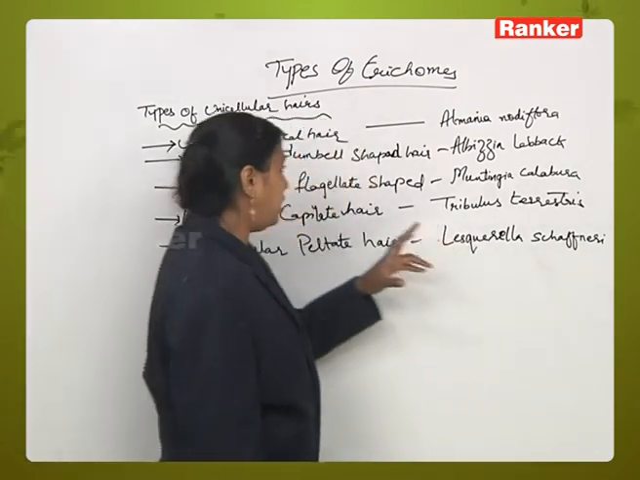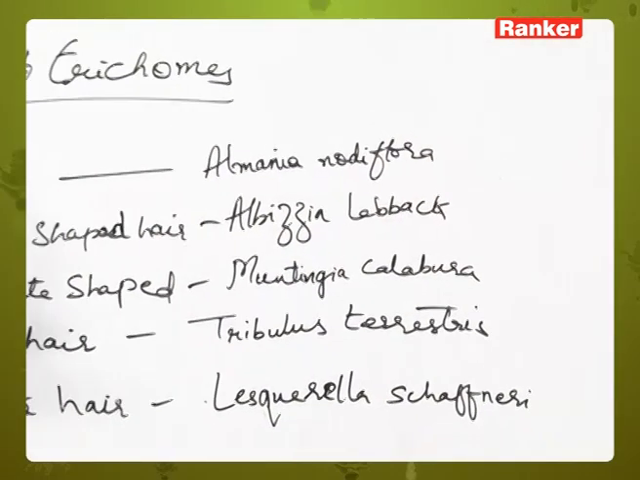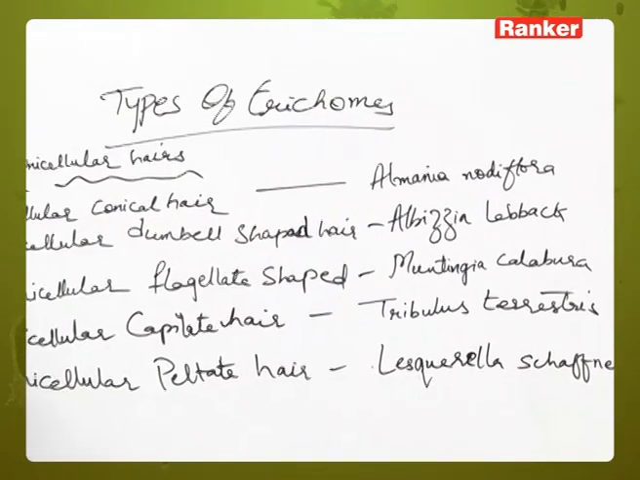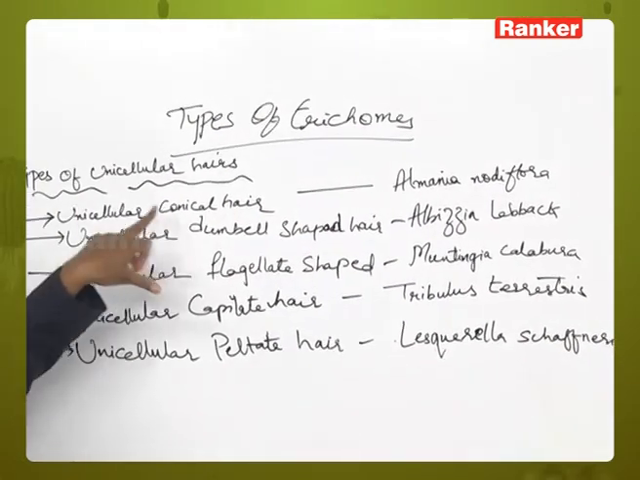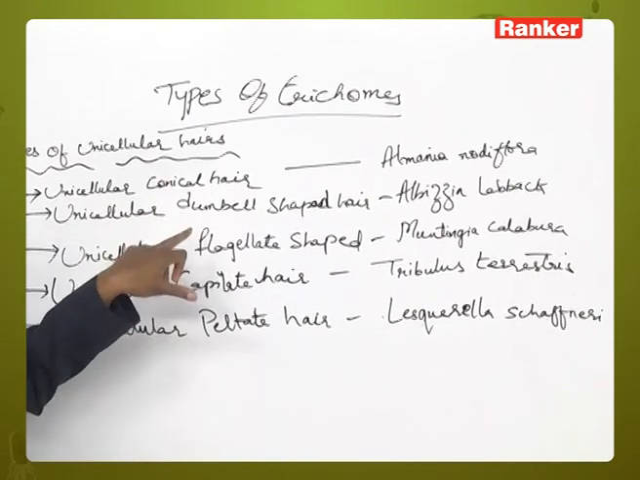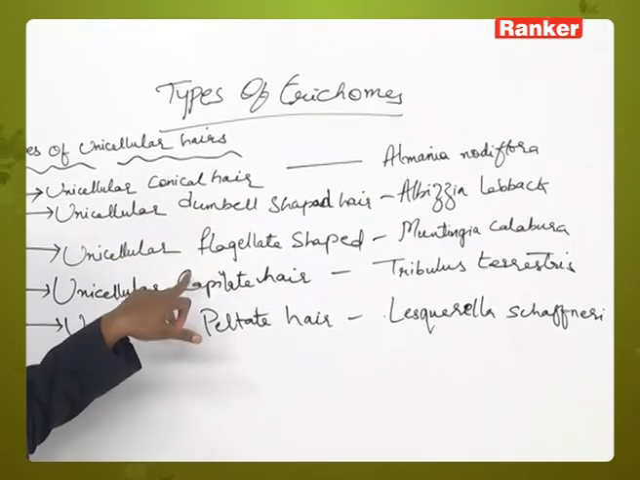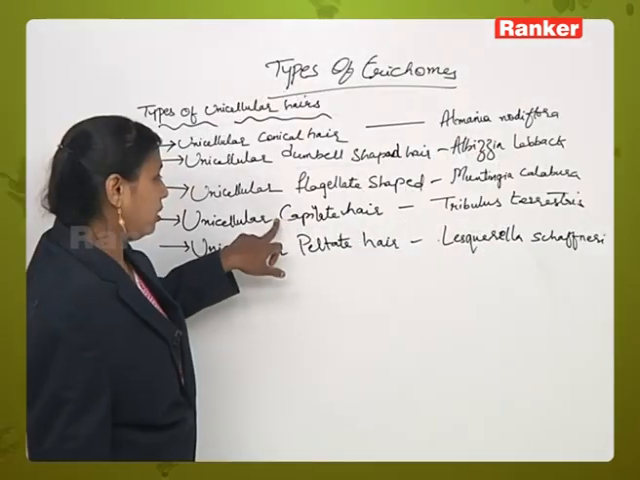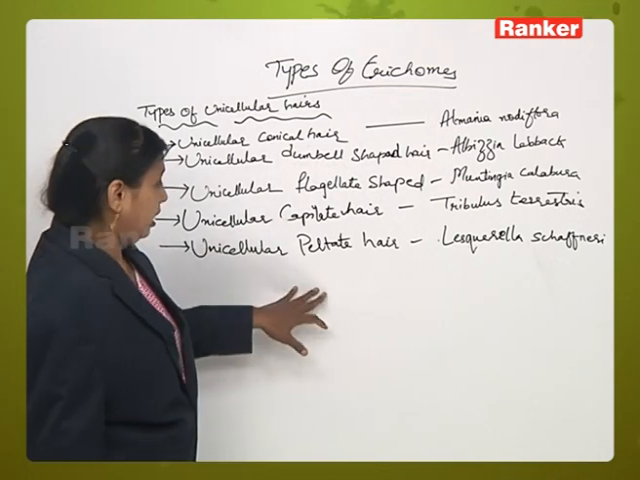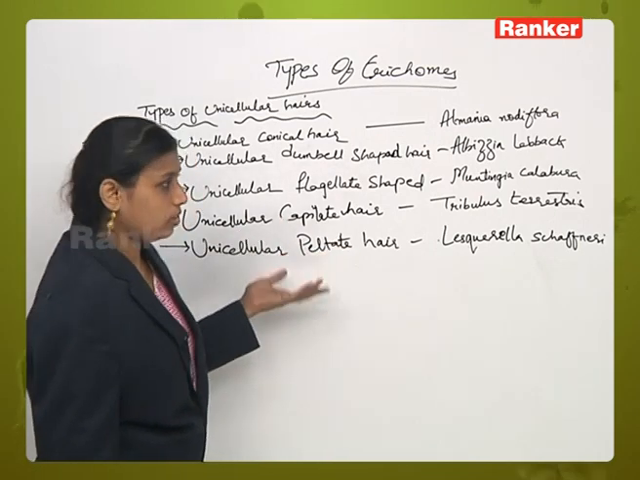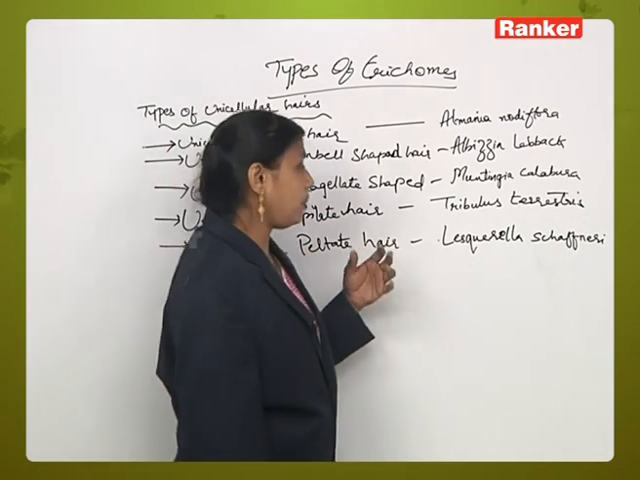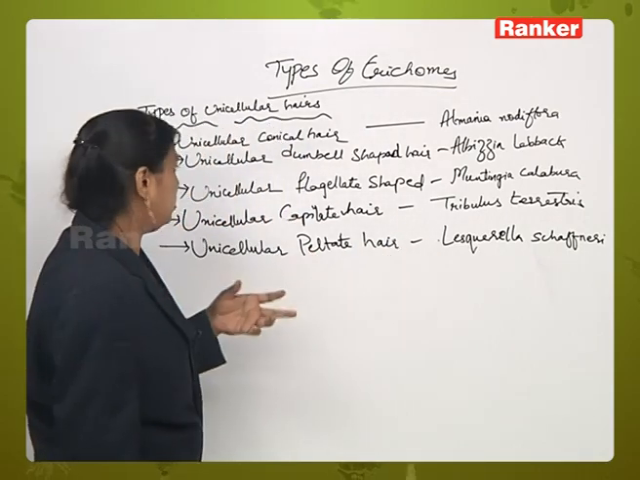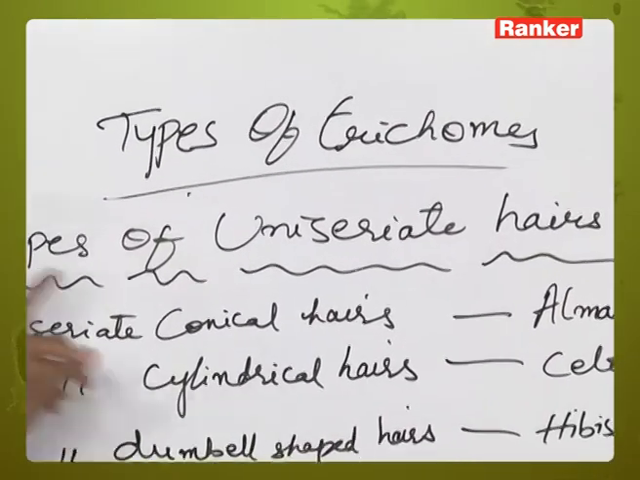So, these are the examples which are important to study when you are talking with regard to types of unicellular hairs. Maybe it is a unicellular conical, or it may be a dumbbell shape, or it may be a unicellular flagellate, or it may be a unicellular capitate, or it may be a unicellular peltate hair. Okay. Next, we will be studying about types of uniseriate hairs.